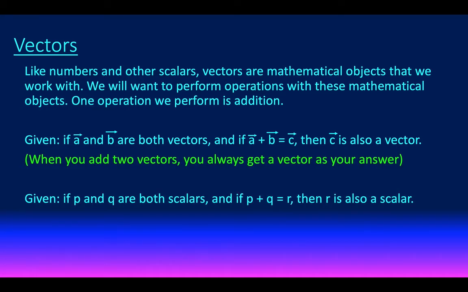Also, if you are given both p and q are scalars, and if p plus q is equal to r, then you are guaranteed r will also be a scalar. This is basically saying when you add two scalars together, you get back a scalar. If you think about it, if you add two numbers together, you get a number out as your answer.